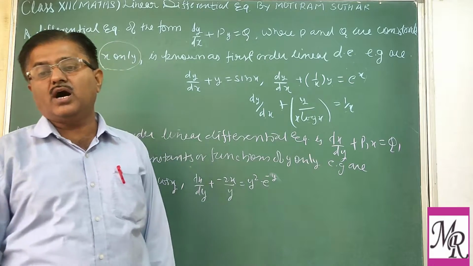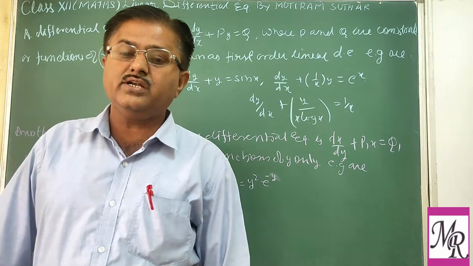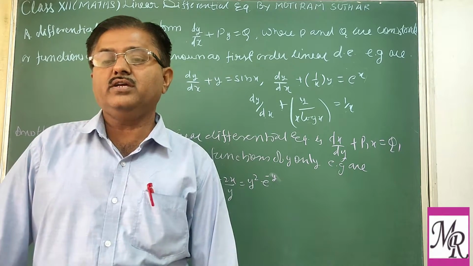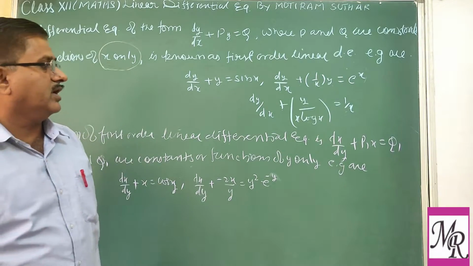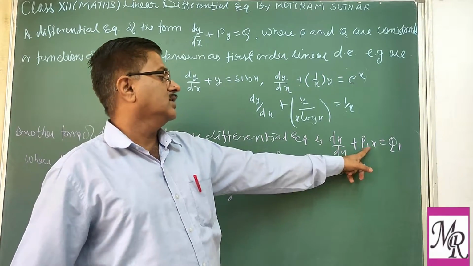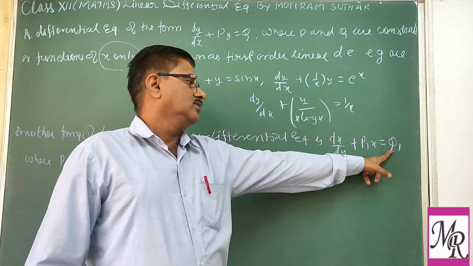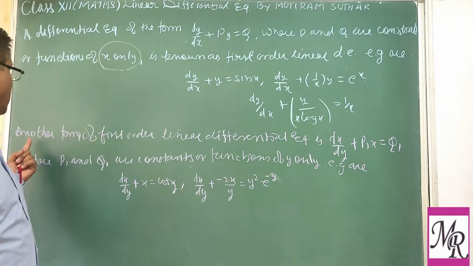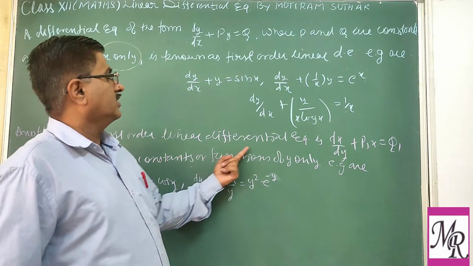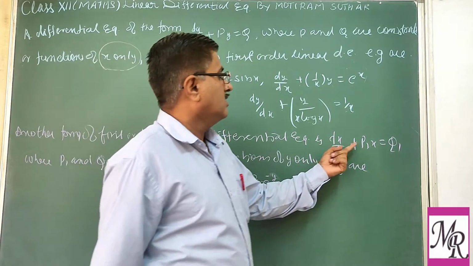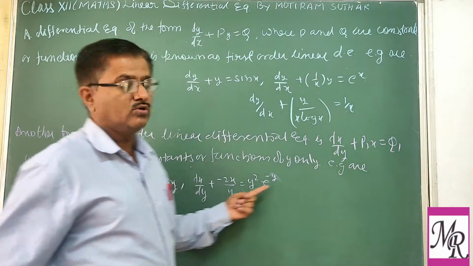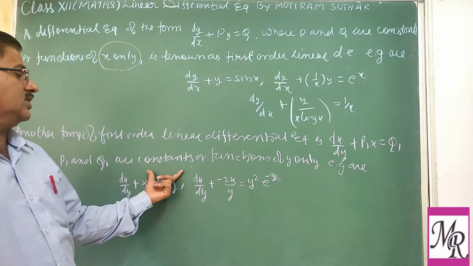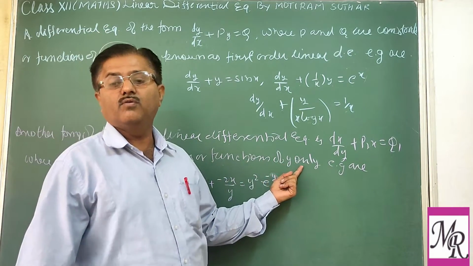Here P1 and Q1 are either constants or functions of y only. The important thing is that the coefficient of x and the right side function should be either constants or functions in y only. So another form of first order linear differential equation is dx upon dy plus P1x equal to Q1, where P1 and Q1 are constants or functions of y.